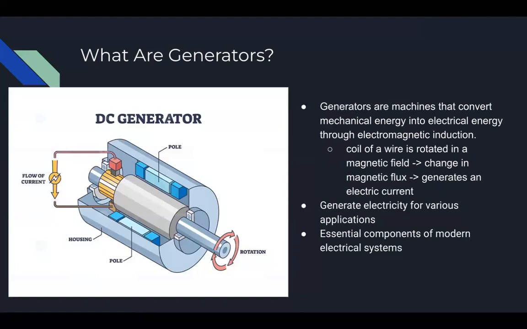I mean, they're used in power plants, and then the electricity is sent to our homes. They're what power everything in our life, and they're essential components in modern electrical systems. So an example of this is a DC generator.